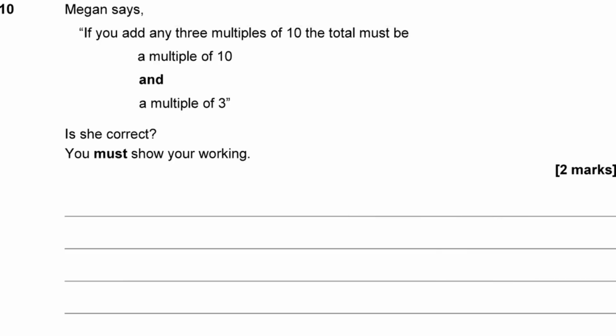Question 10. Megan says if you add any 3 multiples of 10, the total must be a multiple of 10 and a multiple of 3. Is she correct? If you add any 3 multiples of 10, then the total must be a multiple of 10 and a multiple of 3.